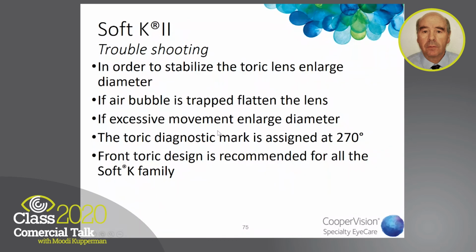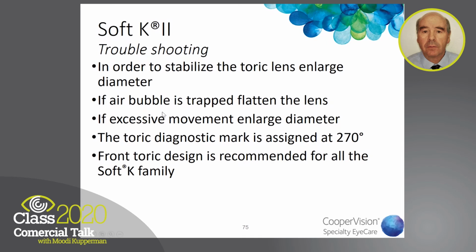Troubleshooting. In order to stabilize the toric lens in large diameter, I can recommend this: even though the fitting instructions show you to go to 14.2, when you need an astigmatic prescription, take the 14.8 lens. It will improve stabilization.